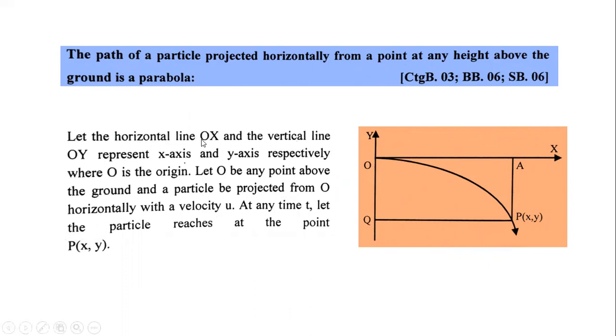Let the horizontal line OX and vertical line OY represent the x-axis and y-axis respectively, where O is the origin. This is the horizontal line and this is the vertical line. These two lines intersect at the point O. Here O is the origin. Let O be any point above the ground and a particle be projected from O horizontally with a velocity u.